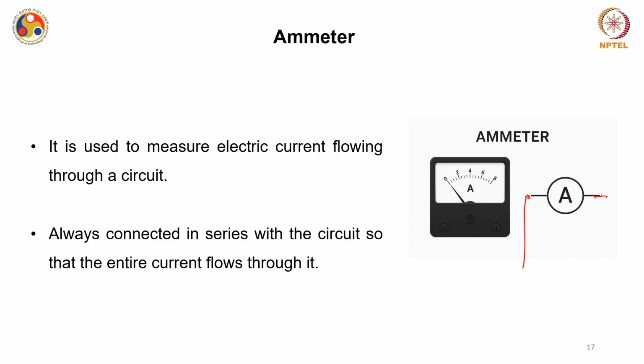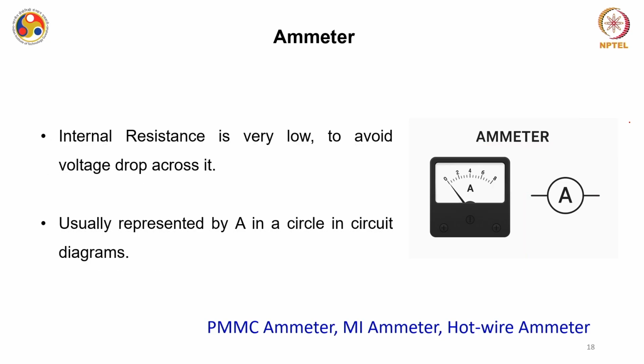And mostly it is connected in series with the circuit, so that the entire current flows through it, and it measures the complete current which is flowing in the circuit. So, an ammeter is always connected in series with the circuit. Now, the internal resistance of this ammeter is very, very low.